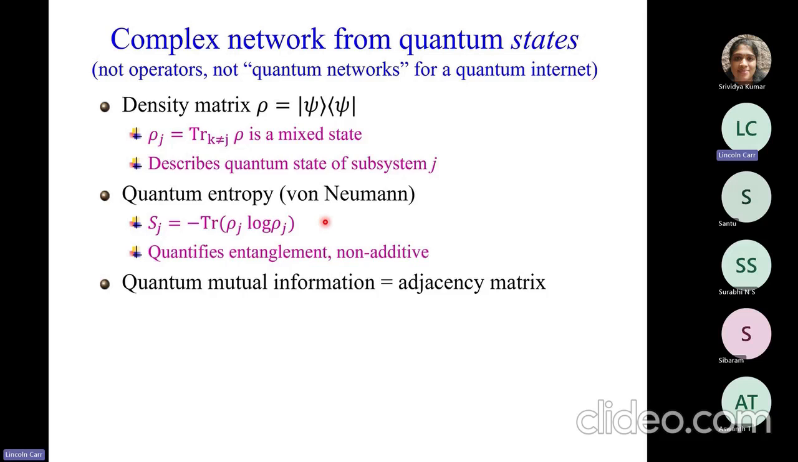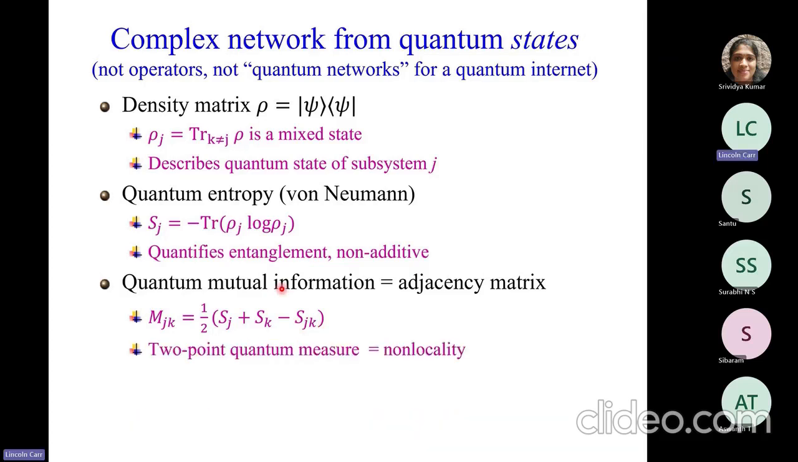From this, you can derive the quantum mutual information, and we'll use that as the adjacency matrix, which is the fundamental object of complex network theory, the graph. So we define it as follows. The mutual information is defined as the entropy if I only measure site J, plus the entropy if I only measure site K, minus the joint entropy of J and K. What remains is the relationship between J and K, with the relationship to the rest of the system removed. That's the idea. This quantum mutual information does have classical pieces in it, but there's an extra quantum piece too. Okay, so this is a two-point quantum measure.